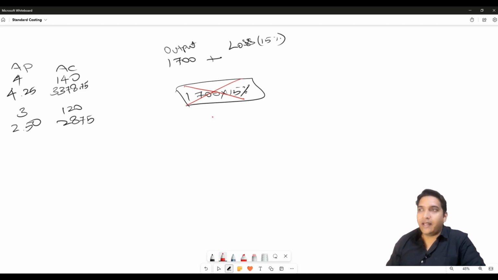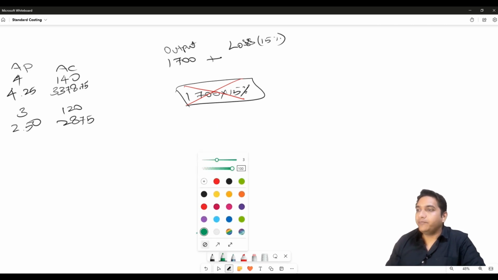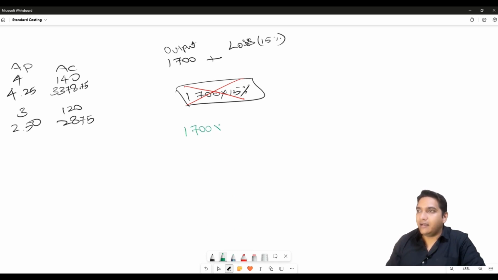So how do we calculate? The correct formula to calculate this is going to be 1700 into 15 divided by 100 minus 15. Why 100 minus 15? Because 100 is our total percentage, minus what is the loss? 15. So we are left with 85 there. So the answer to this is going to be 2000 kgs.